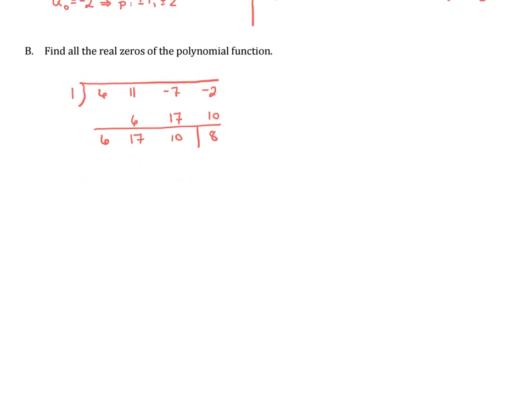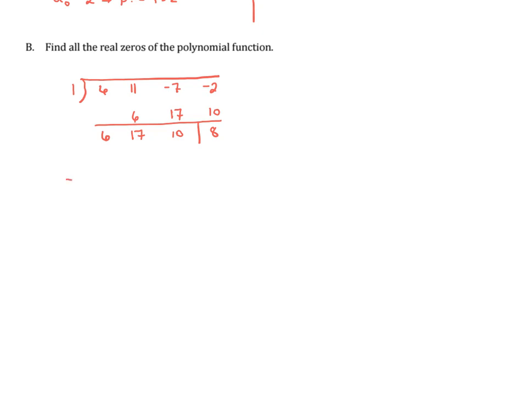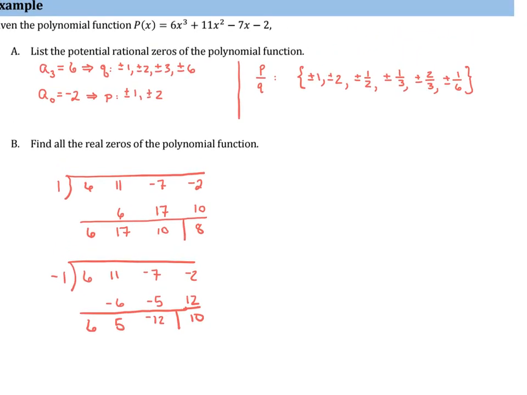So let's try negative 1. So bring down the 6, multiply, add, multiply, add. Now multiply negative 1 times negative 12, and that gives us positive 12, and that yields for us positive 10. So again, not a remainder of 0, so negative 1 is not a 0. Let's move on to our next in our list. So move back to our list. We had positive or negative 1. We've checked both of those.